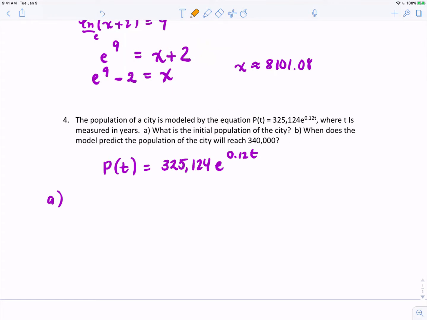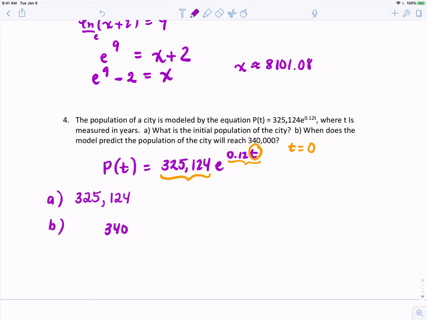There's 2 ways to do that. You could just remember that the initial value is this number here in an exponential growth formula. Or another way of remembering that is if t is equal to 0, in other words, at the start, then this power would be equal to 0. Anything to the 0 power is equal to 1. And so either way, we know that our initial value was 325,124.